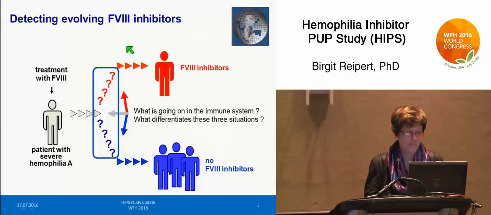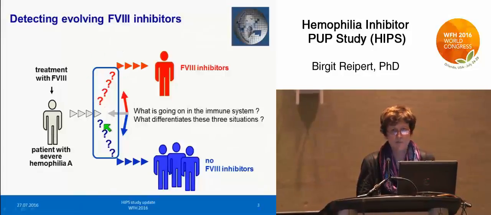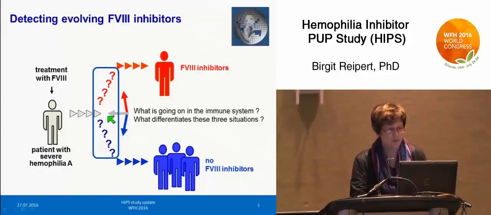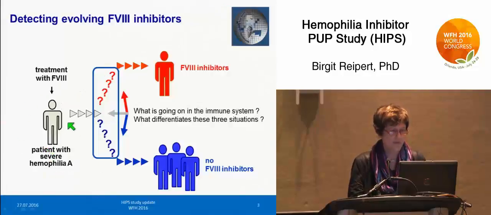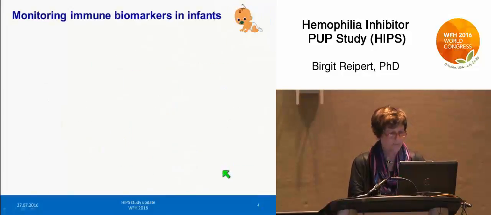So clearly our major question is, how does the immune system decide whether or not to develop inhibitors? And you all know if a patient with severe hemophilia A is treated with factor VIII, he can either develop inhibitors or he stays free of inhibitors. And really we have almost no understanding of what's going on in the immune system in this range, when inhibitors are being developed or when the immune system is turned down, is tolerized, and patients are fairly stable without inhibitors.